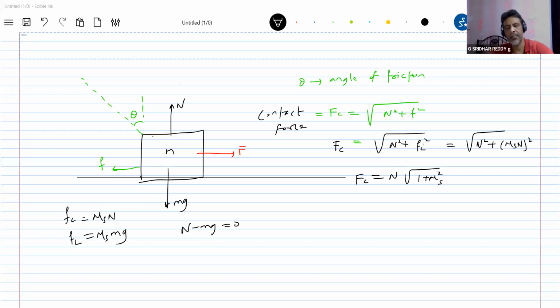Okay, this should be the contact force. So now, let's go for the triangle. Here this is the normal reaction, and this is the limiting friction, and there's the contact force. If you redraw this, N bar, shift this limiting friction here. And this is the contact force.